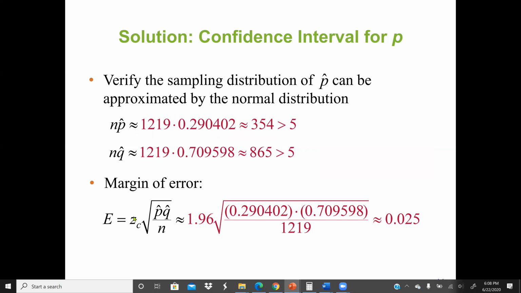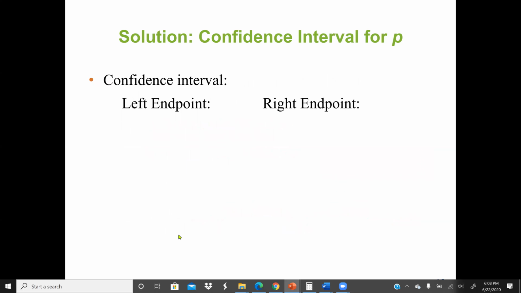So our E will be ZC times the square root of P hat times Q hat divided by N. Since it's a 95% confidence interval based on the question, ZC will be 1.96. Then we multiply the P hat with the Q hat divided by N. If we finish this calculation, we will get 0.025. After we know the E, or the margin of error, we can set our endpoints for both left and right.